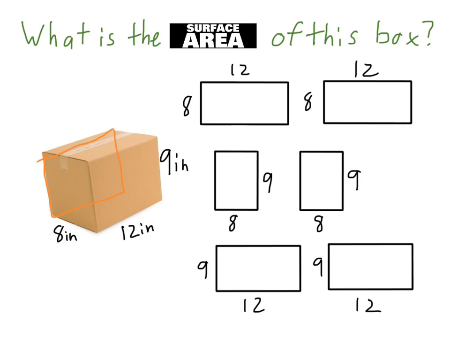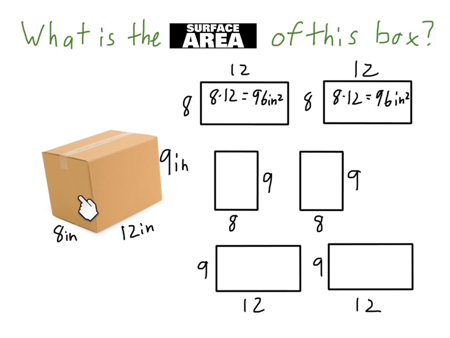So first I need to figure out the area of each one of these faces. Okay, so how am I going to do that? Well, each one of them is a rectangle, so this isn't going to be too hard. So the first one would be 8 by 12, so it's 8 times 12, and that is 96 inches squared. But if that was 96 inches squared, then this one's also 96 inches squared. Good. So now we have our top and bottom.